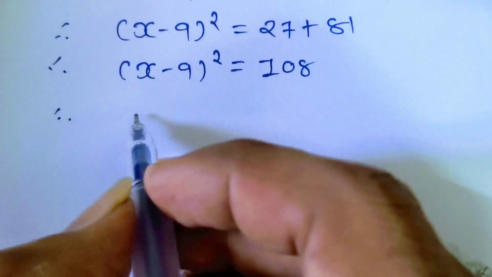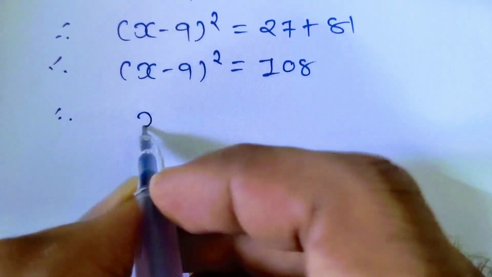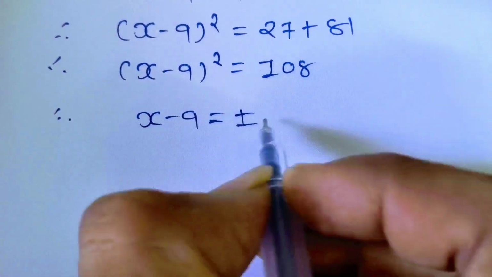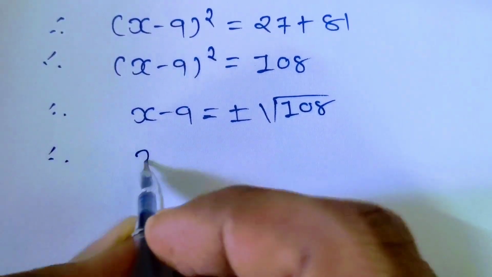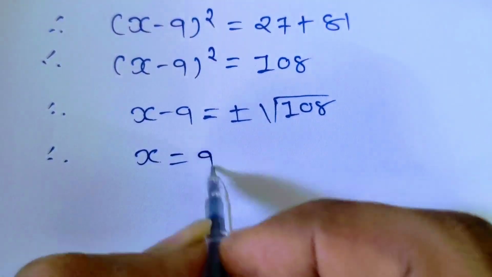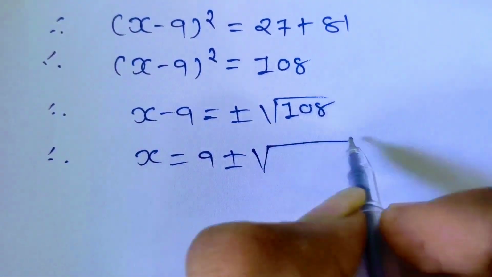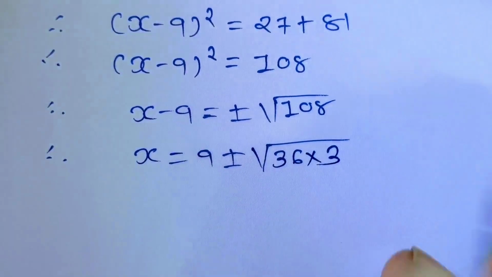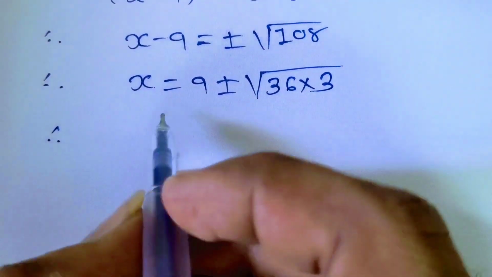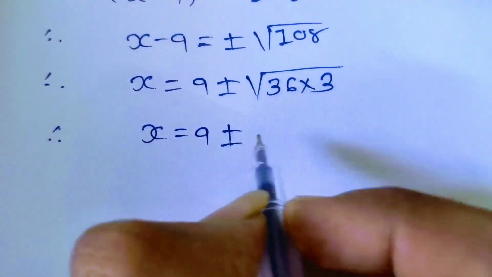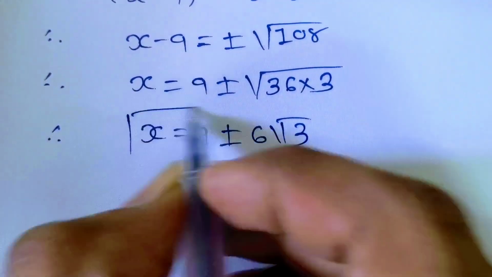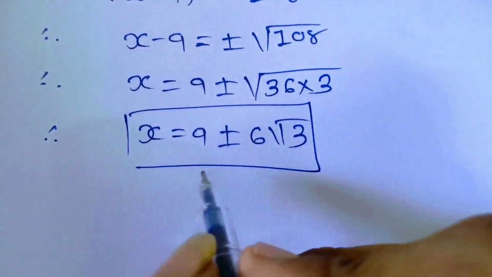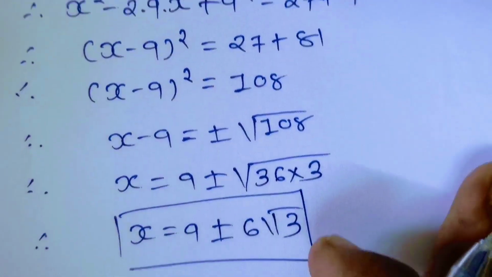Now if you take the square root on both sides, x minus 9 is equal to plus or minus the square root of 108. Moving 9 to the other side, x is equal to 9 plus or minus the square root of 108, which is 36 into 3. Therefore x is equal to 9 plus or minus 6√3, so again two solutions are possible: 9 plus 6√3 and 9 minus 6√3. In total, four solutions are possible: two are these and the other two are these.